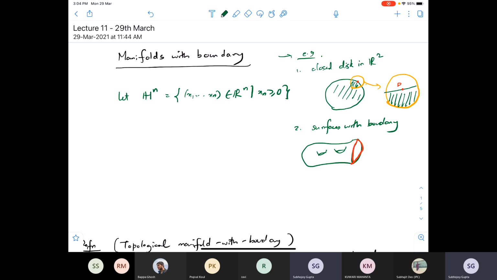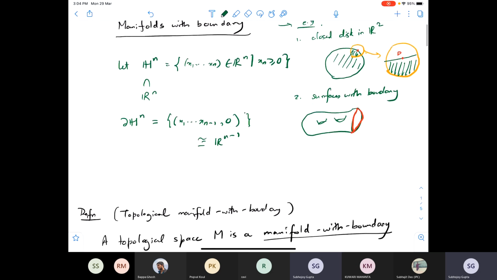Instead of Rn as a whole, and this is sitting inside Rn, so it gets a subspace topology, and so on. And you can talk of the boundary of this half space, and the boundary of this half space is that hyperplane where x1 to xn minus 1 are arbitrary, and the last coordinate is 0, right? So this is a hyperplane, and you can identify this with Rn minus 1. Okay, so these are the model spaces.